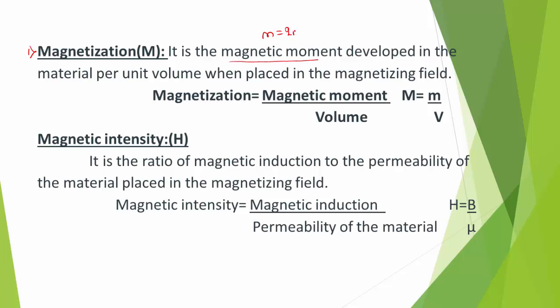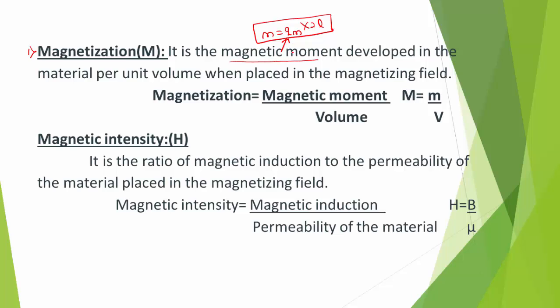Magnetic moment is the product of the strength of either pole and the magnetic length. M is equal to Qm, where Q is the strength of either pole and m is the magnetic length. The product of the strength of either pole and magnetic length is called magnetic moment.